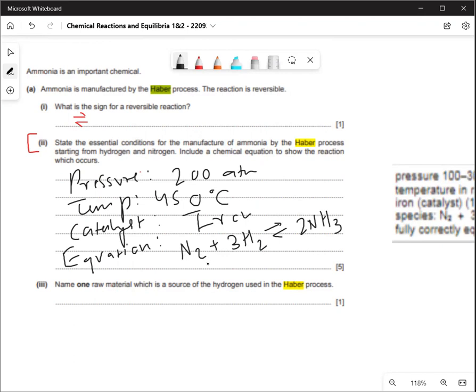What are the state symbols? N2 is solid. No, all of them are gases. Really? Yes, change it. All of them are gases. I didn't write the state symbol before. Write it down right now. I asked you to. Just add it there.